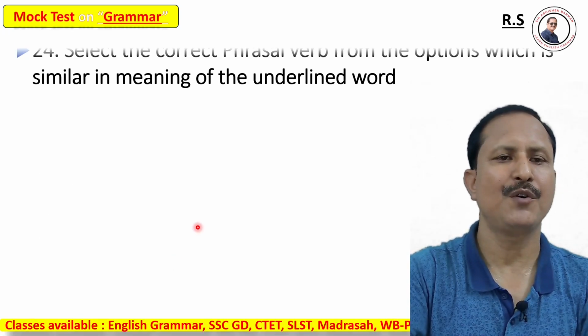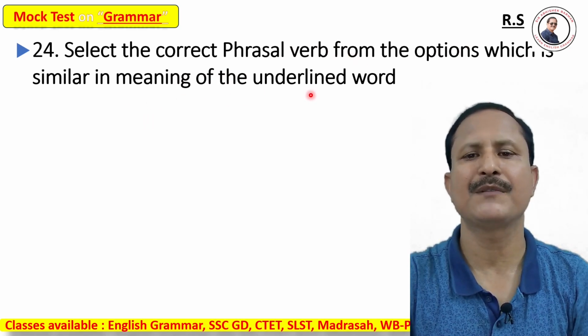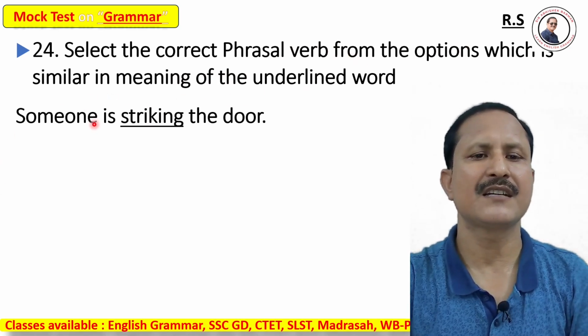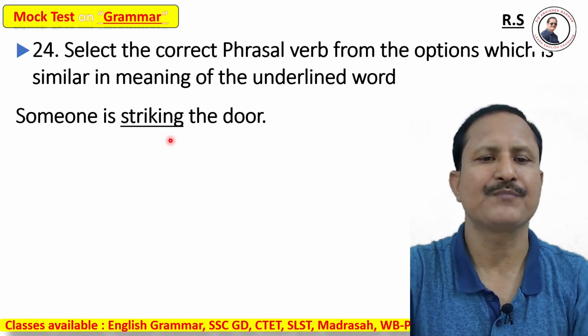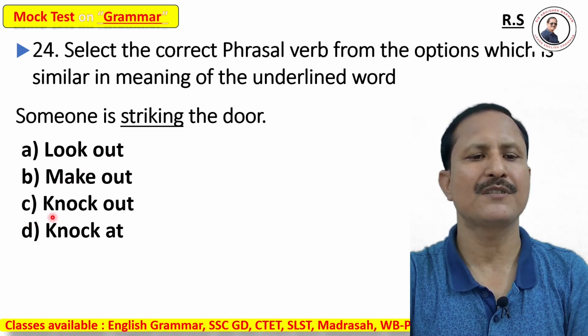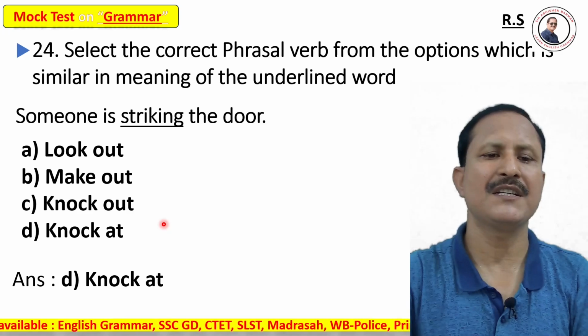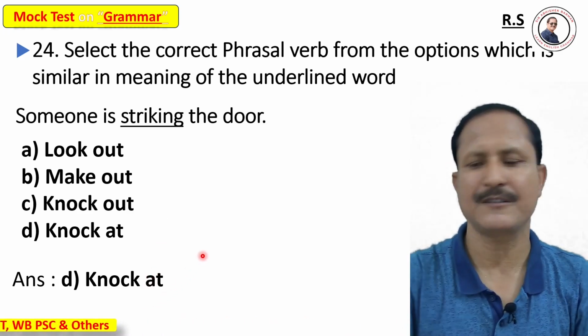Next, question number 24. Select the correct phrasal verb from the options which is similar in meaning to the underlined word. The sentence: someone is striking the door. Options: option A, look out. Option B, make out. Option C, knock out. Option D, knock at. Here, striking is replaced by the phrasal verb knock at.